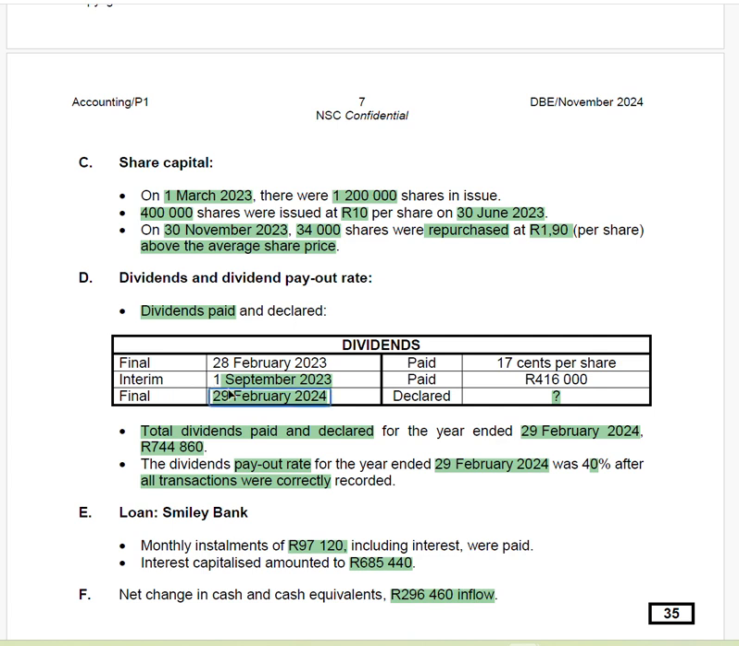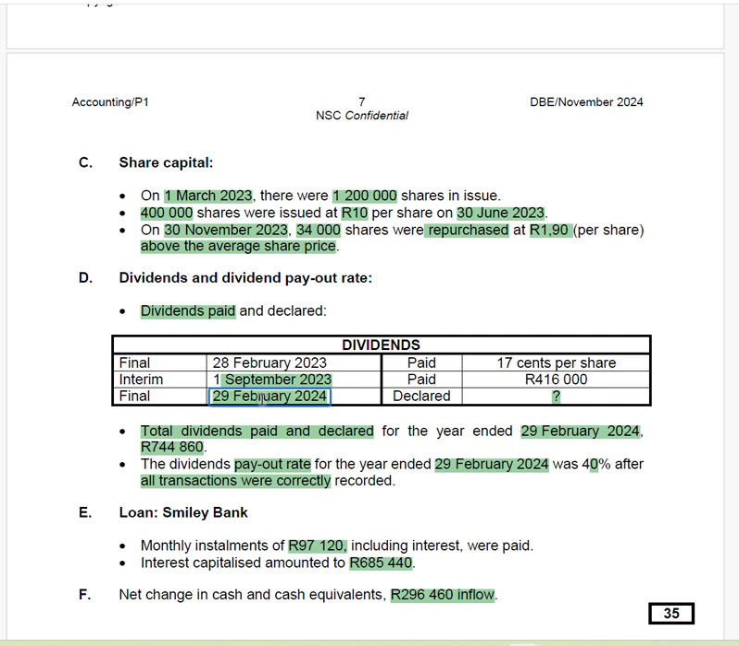It's interim dividends. So you have interim dividends that was paid on 1 September 2023, and the total amount was 416,000. And then when you're looking at the final, which was declared on 29 February 2024, we do not have that. That means we have a question, which means we need to ascertain or calculate how to arrive at this amount. Now we're looking at the additional information below the table. It says total dividend paid and declared for 29 February 2024 amounted to 744,860. Oh yes, now we're going to be able to get the final dividends.